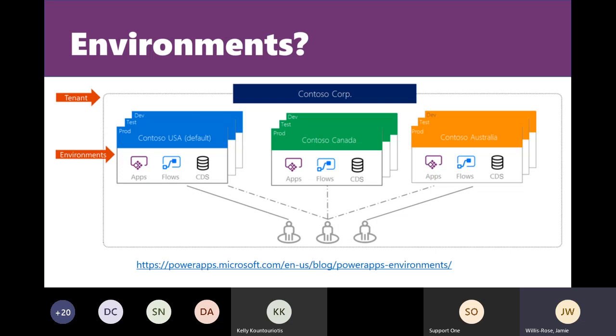So for example, in this diagram, let me see if I can get my laser pointer working here, you can have a production, a test, and a dev for different regions. And then down here, you can have security set up so that this user has access to all of these, whereas this user can only access Australia and this user can only access USA. So environments allow you to secure your data and better protect it. There's a whole blog post here about environments, which I'll also provide the link to at the end in the chat window.